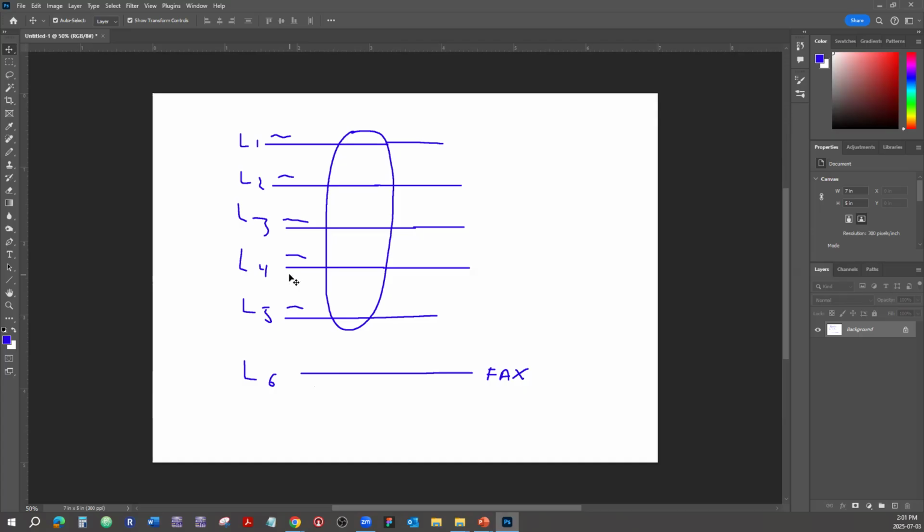I'm talking about cross-connecting lines on the BIX block towards the phone system or towards the fax machine, for example.